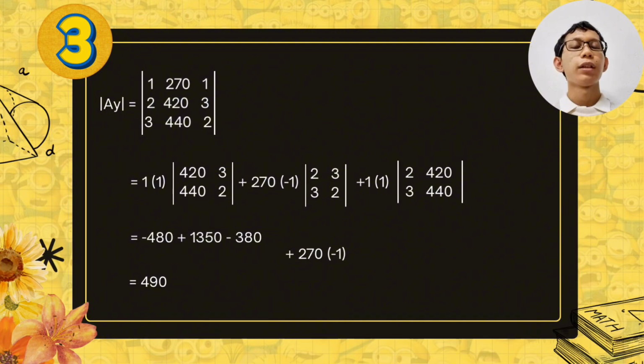So for the first row and first column, we will multiply element A11, which is 1, with its minor by deleting the first row and first column to get the determinant. Next, we will multiply element A12, which is 270, with its minor by deleting the first row and second column to get its determinant. And lastly, we will multiply element A13, which is 1, with its minor by deleting the first row and third column to get its determinant. Then we sum the three determinants to get determinant AY, which equals 490.